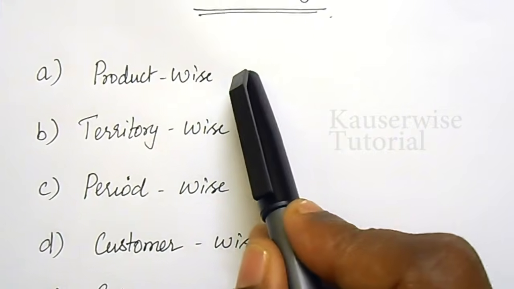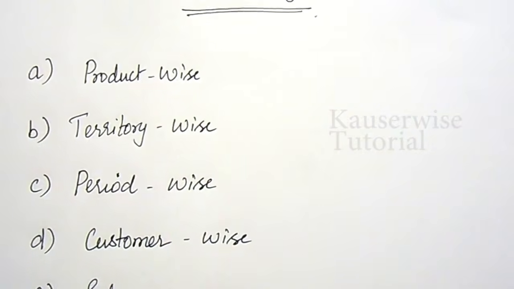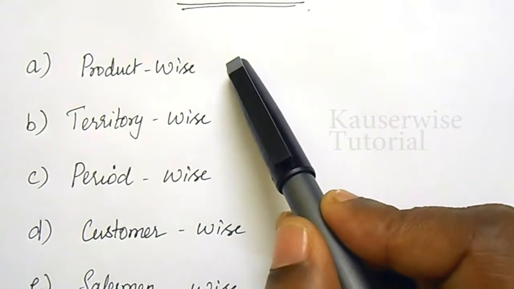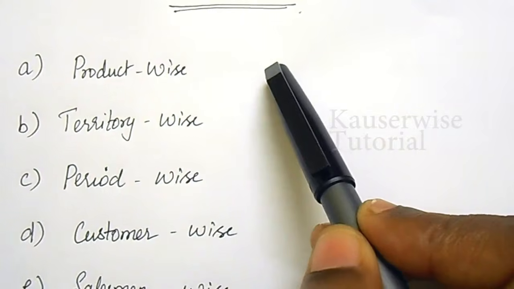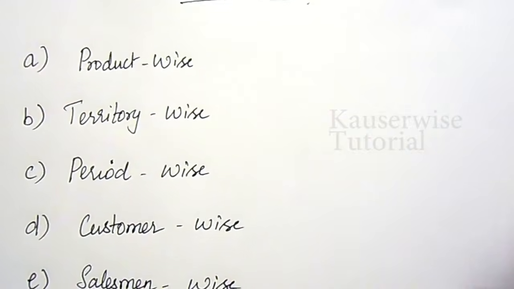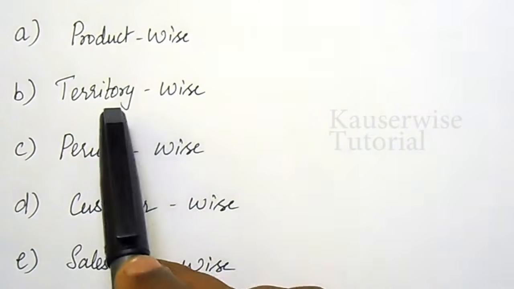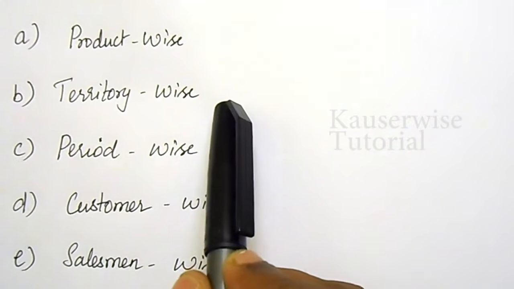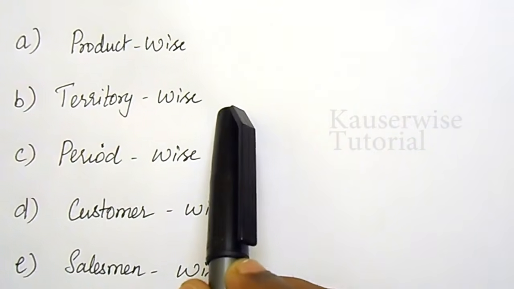According to this method, we need to have a separate column for each and every product. For example, if you are going to prepare a sales budget for 3 different products A, B, C, in such case you need to have a separate column for A, a separate column for B and a separate column for C. So this type of sales budget is called product wise sales budget. And the second one, territory wise. According to this method, we need to have a separate column for each and every territory, for example south, east, north, west.